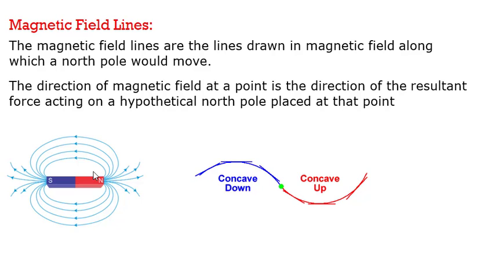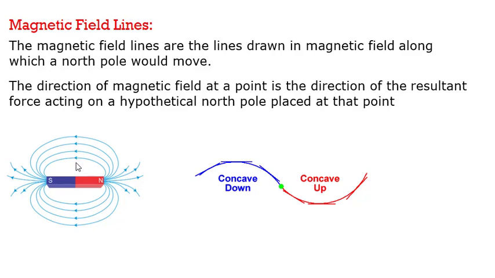Similarly here, on these curves at different points, you will draw tangents, and those tangents will give you the direction in which the north pole will move, or you can say the direction of the magnetic field, right? So the direction of the magnetic field at a point is the direction of the resultant force acting on the hypothetical north pole placed at that point. I hope you are clear with this concept of magnetic field lines. They are nothing but a graphical representation of the magnetic field. By seeing the lines, we can understand the direction in which the force is acting.